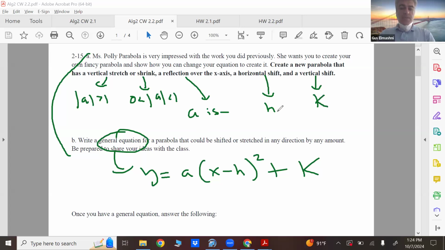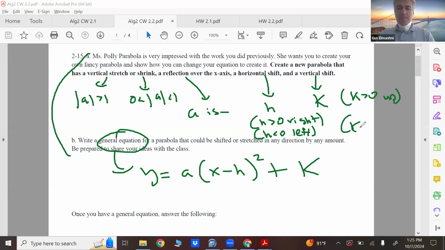And it is intuitive in a sense that you go right when h is positive. You go left when h is negative. You go up when k is positive. And you go down when k is negative. And we're going to do this over and over again this week, so it should sink in really nicely.